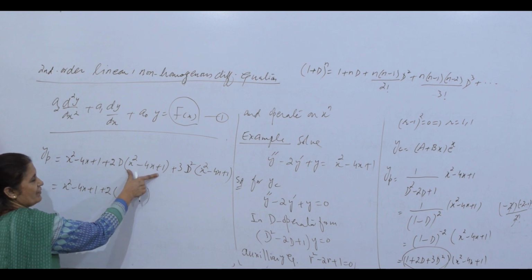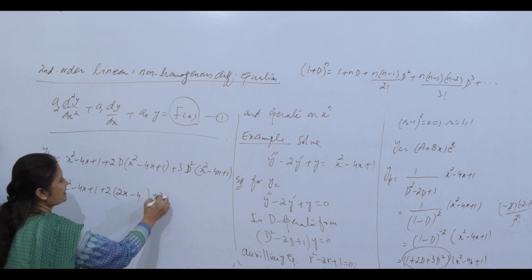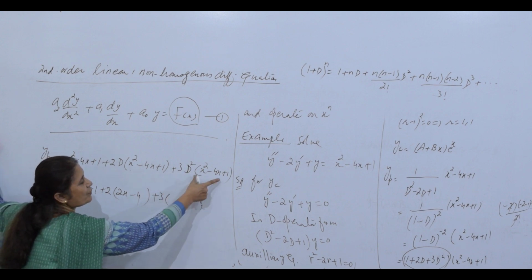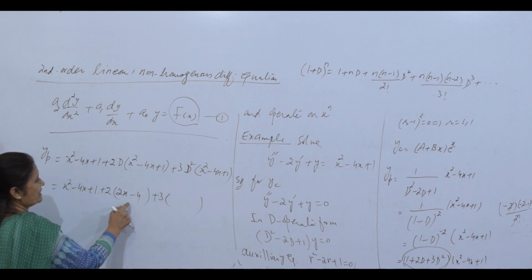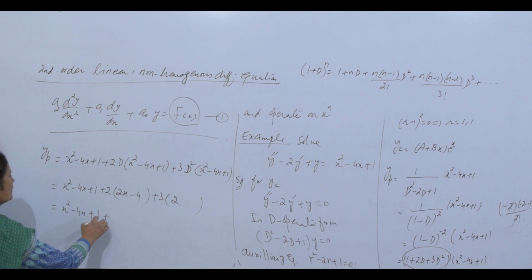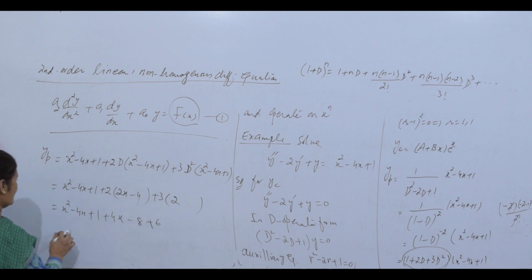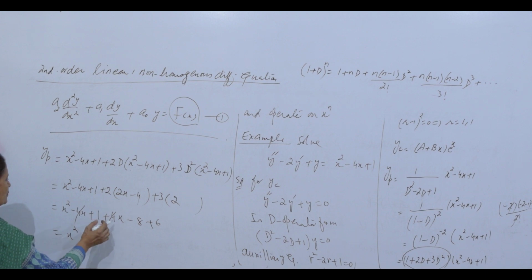Differentiate this once, d by dx, which is 2x minus 4, plus 3. D square means differentiate twice. Once this, second time 2. So let me simplify. This is x square minus 4x plus 1 plus 4x minus 8 plus 6. So 4x goes, this is x square, 6 minus 7 is minus 1. x square minus 1 is your yp.